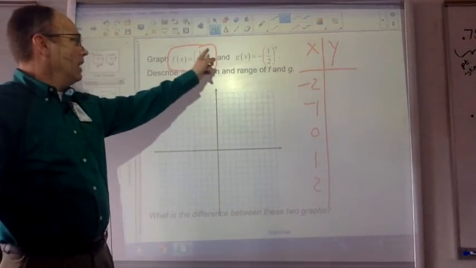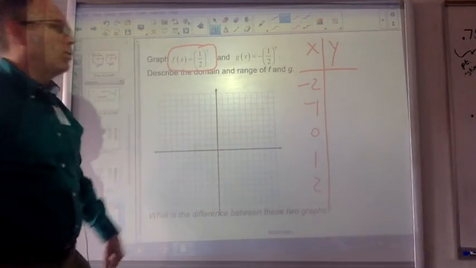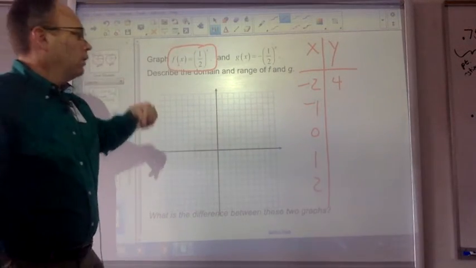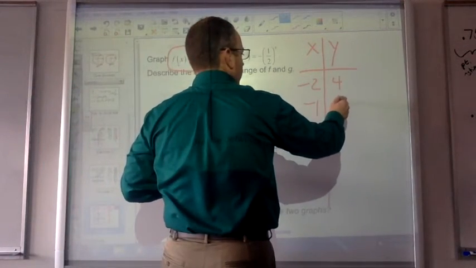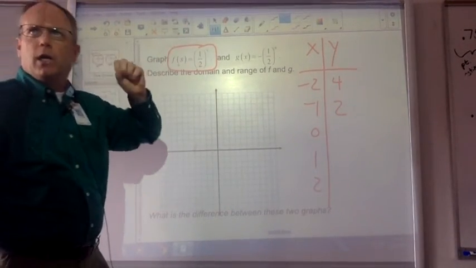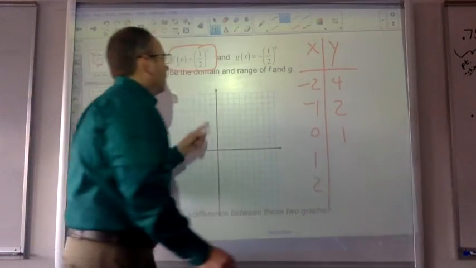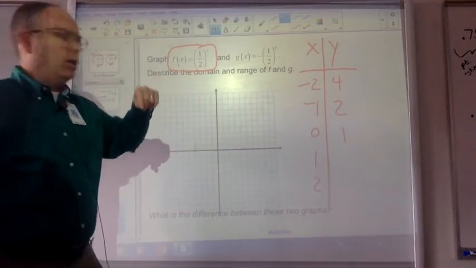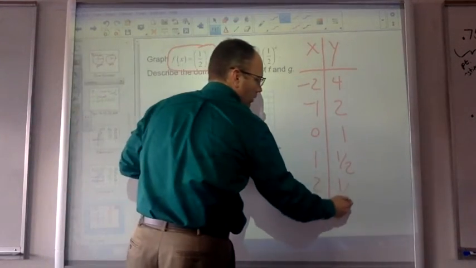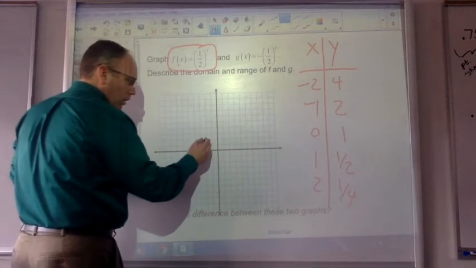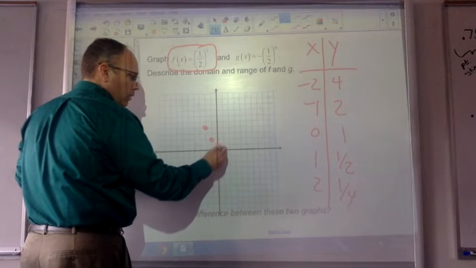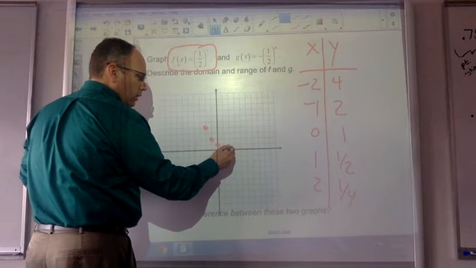If I take -2 and plug it in, it flips this over, so I get 2 squared, which is 4. If I plug -1 in, it flips this over, which gives me 2 to the first, which is 2. (1/2) raised to the 0 power: anything raised to the 0 power is 1. (1/2) raised to the first power is 1/2. (1/2) raised to the second power is 1/4, because 1/2 times 1/2. So -2, 4; -1, 2; 0, 1; 1, 1/2; and 2, 1/4.